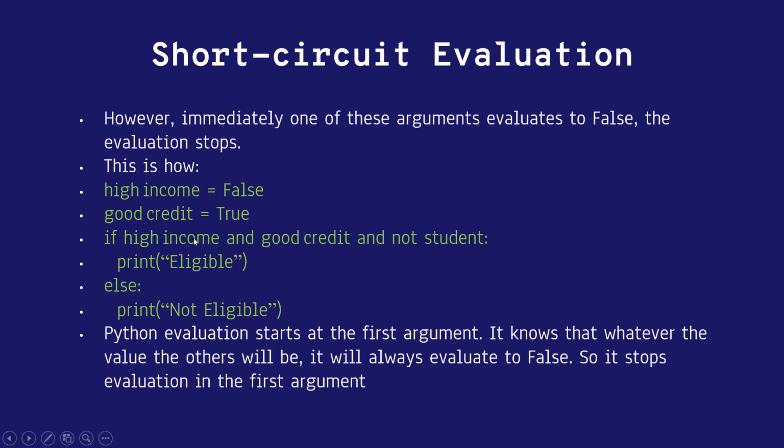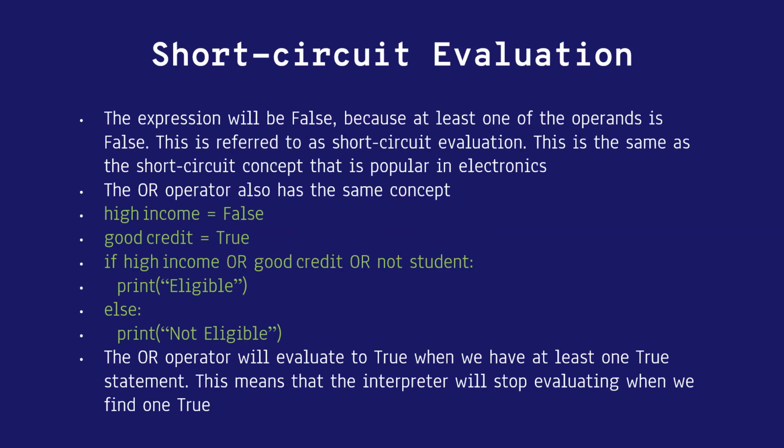Whatever others we have here, it will become false because of this first statement, because of the and operator. It knows that whatever the value the others will be, it will always evaluate to false, so it stops evaluation at the first argument. The expression will be false because at least one of the operands is false. This is referred to as short circuit evaluation.